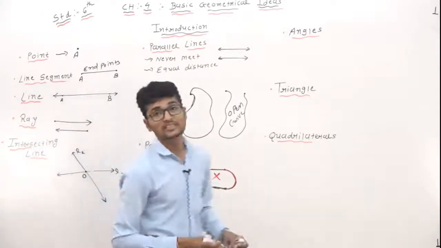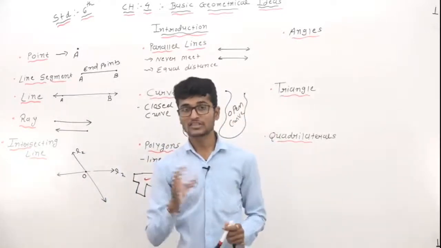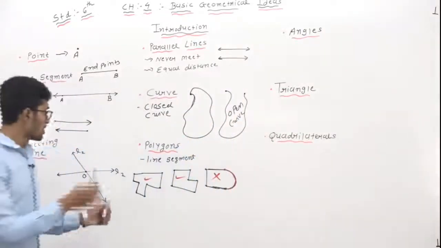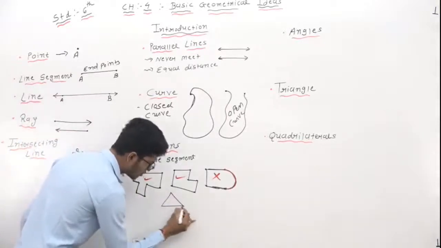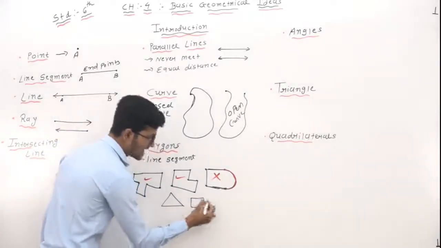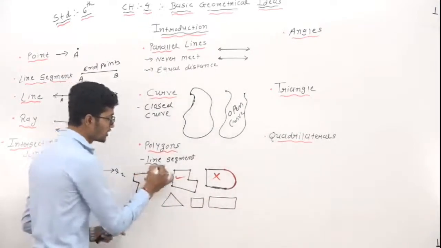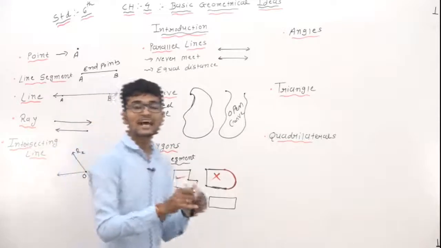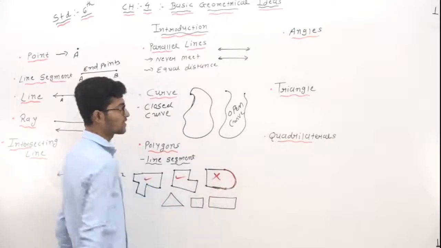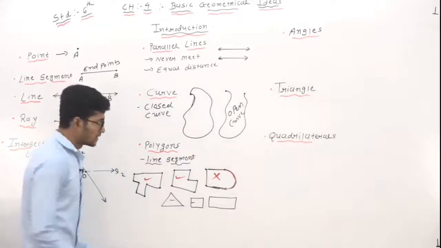Now, the square is one type of polygon, triangle is one type of polygon, rectangle is one type of polygon. Understand? Why? Because if you draw a triangle, you see only line segments; square, line segments; rectangle, line segments. So these all are polygons. It means a polygon is a figure drawn using line segments. This one is not a polygon because here it uses a half circle. And these all are polygons, right?